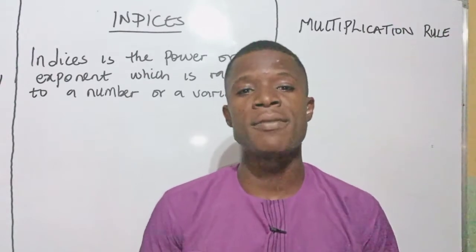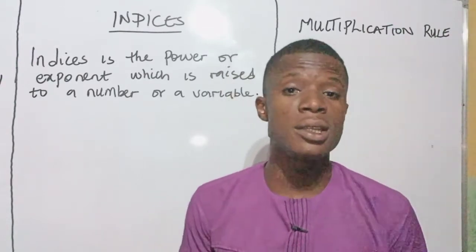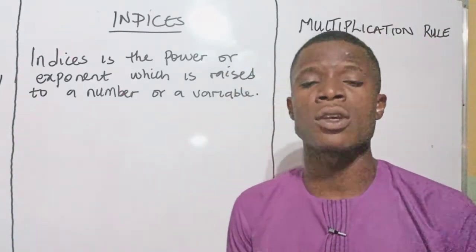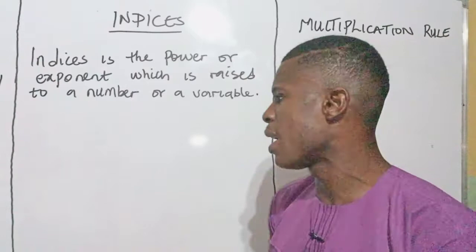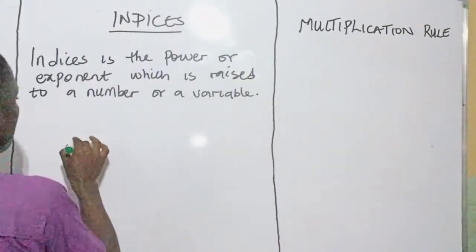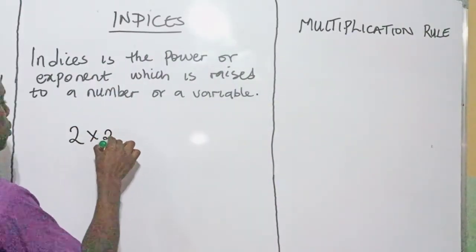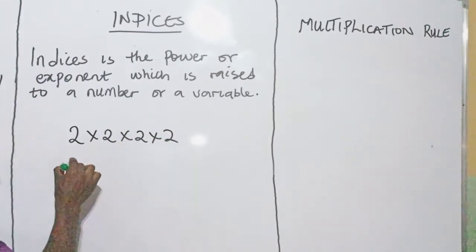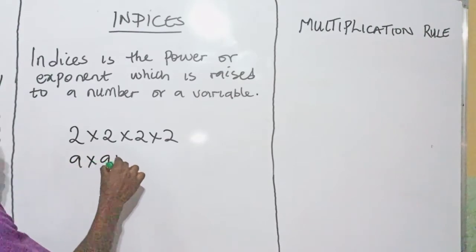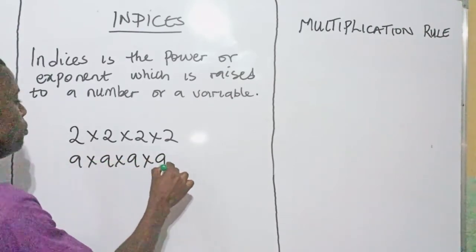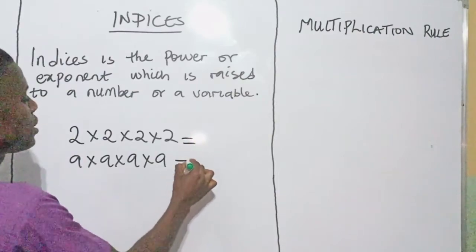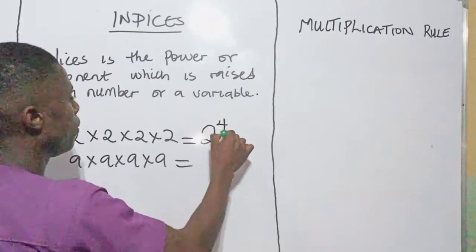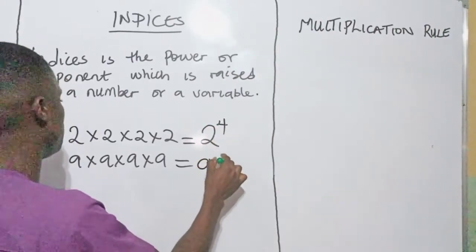Today we'll be discussing a vital topic in mathematics, which is indices. In mathematics, we do observe the product of similar numbers. For example, if I have 2 times 2 times 2 times 2, and in some cases if I have a times a times a times a. At this point, if we simplify this, you can see that we have 2 exponent 4 and a exponent 4.